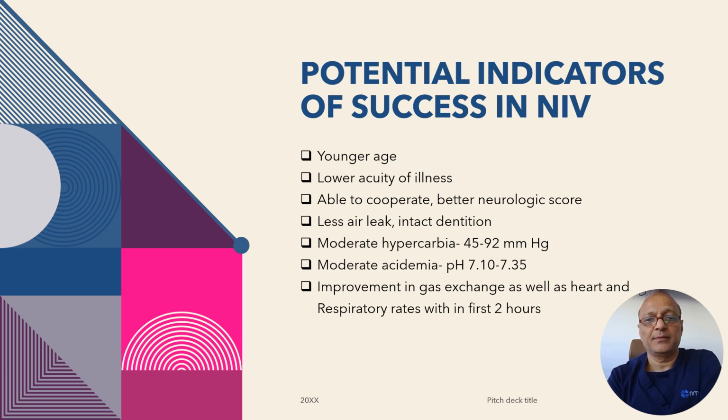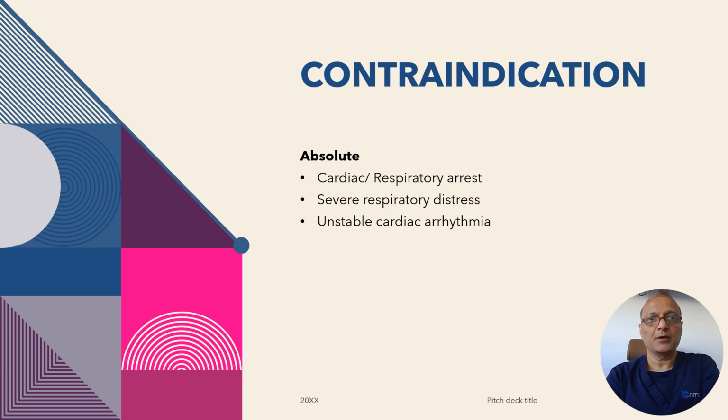Now coming to contraindications, they can be divided into absolute contraindications and relative contraindications. Absolute contraindications include if the patient is in cardiac or respiratory arrest, or if the patient is in severe respiratory distress, as such patients are not able to tolerate or cooperate with NIV, and if the patient has unstable cardiac arrhythmia.